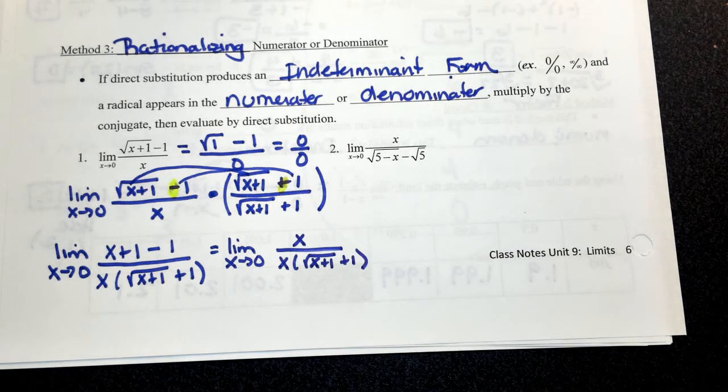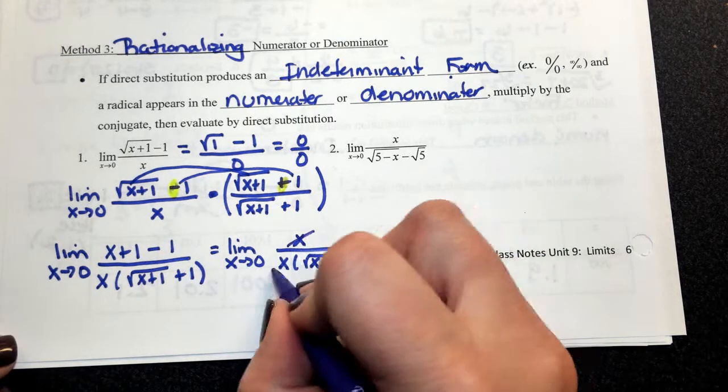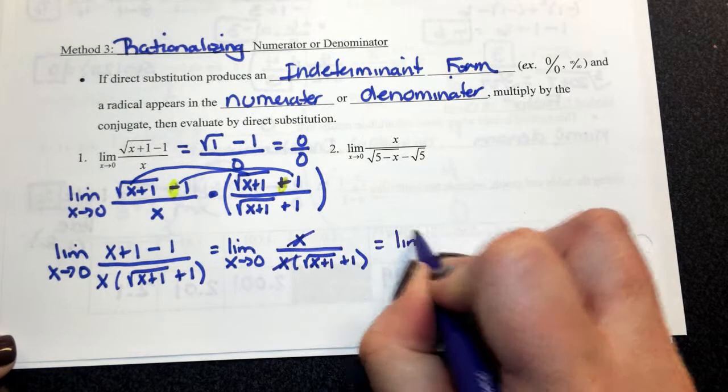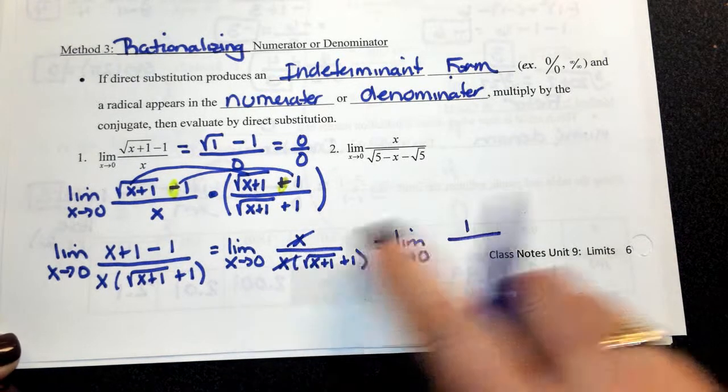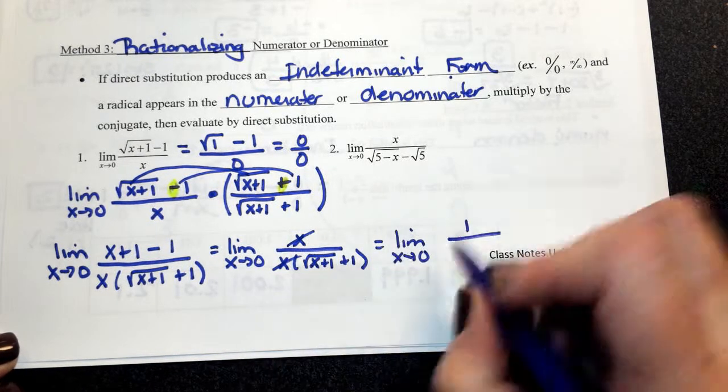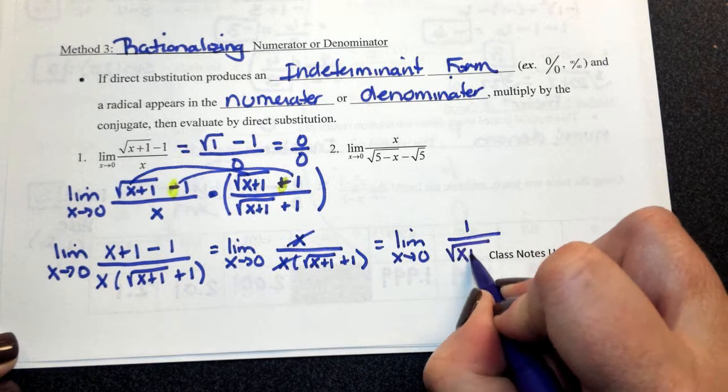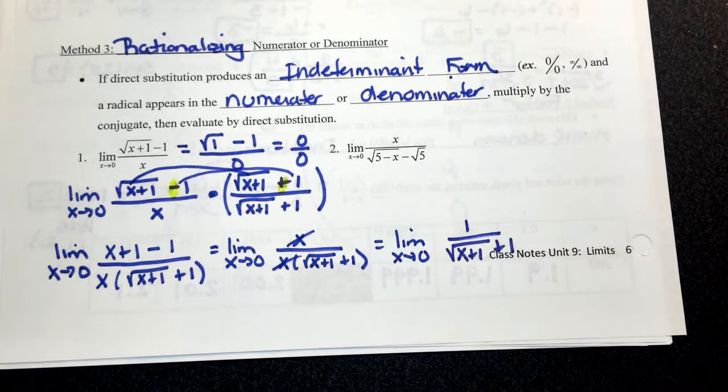Can I simplify that fraction anymore? What's a common factor in the numerator and denominator that I can cancel out? X. So then I have the limit as x approaches 0 of 1. Remember, when you divide something by itself, it's not a 0, it's a 1. Over the square root of x plus 1 plus 1.